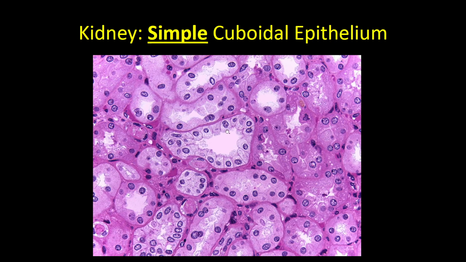So the way that our simple cuboidal works, remember that the function is secretion and absorption. They often come in tubules where they're making their own tubes that are all going to eventually go to the same location. But for now, we have all of these individual locations that we're looking at. So remember, we're identifying the lumen and then the basement membrane.